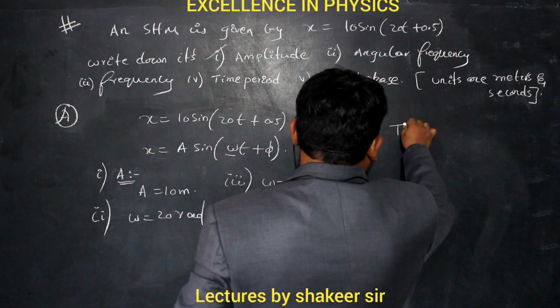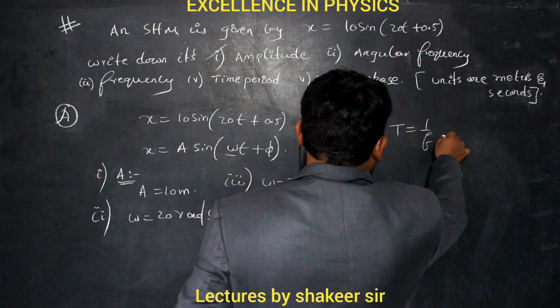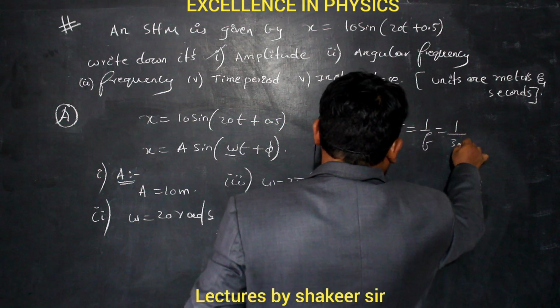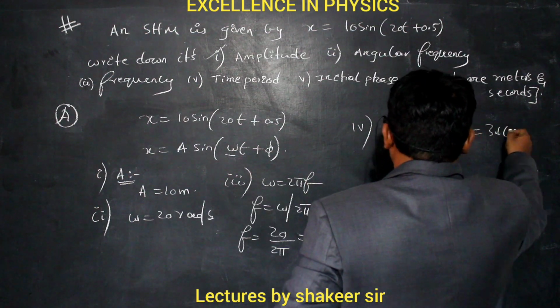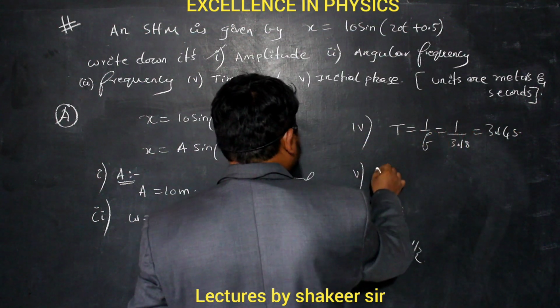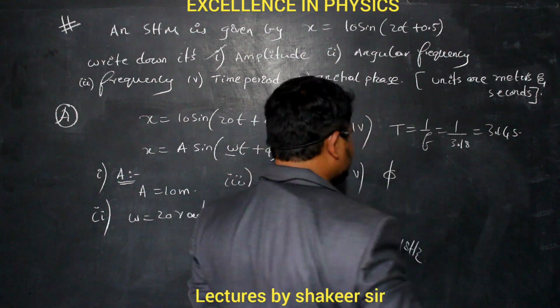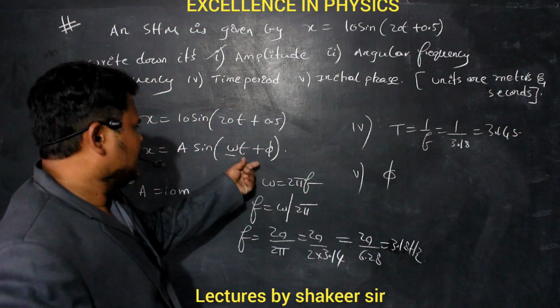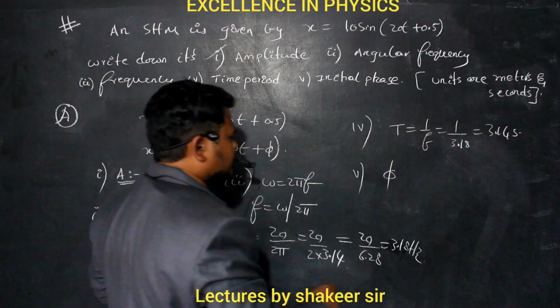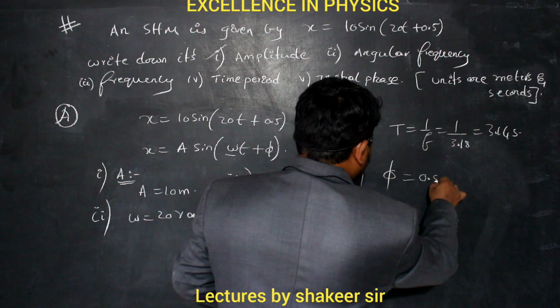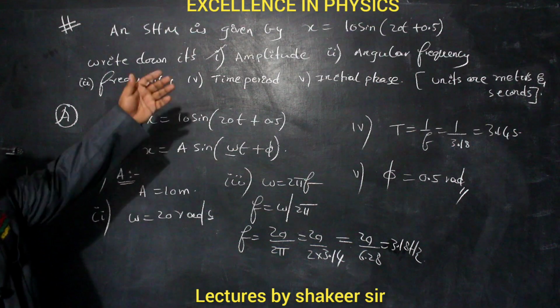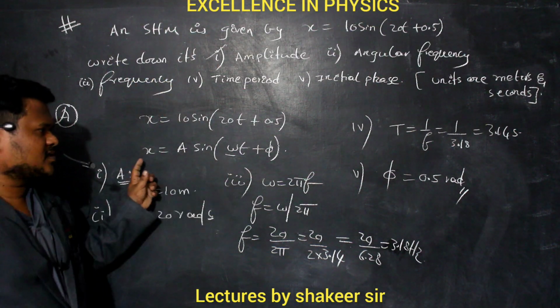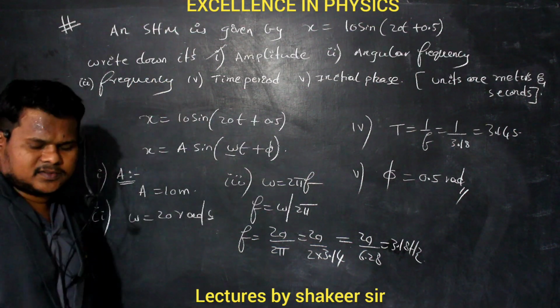And what is the fourth one he is asking? Time period. Time period is the reciprocal of frequency. So 1 by 3.18, which is approximately 0.314 seconds. And the fifth one he is asking is initial phase. Initial phase is nothing but φ. So directly the answer is given: φ is 0.5 radians. Clear? We have just compared the given equation with the equation of SHM, so we got these answers.